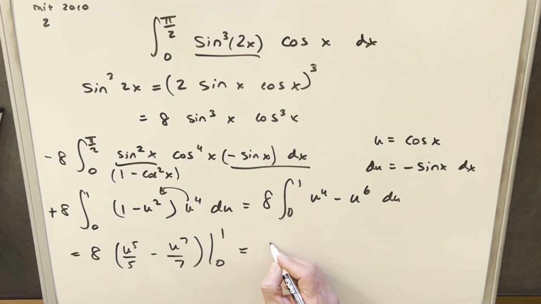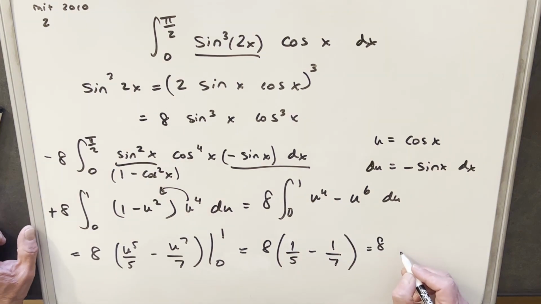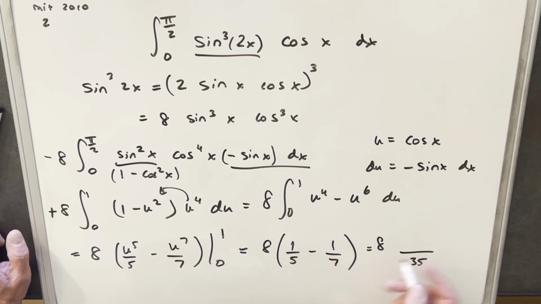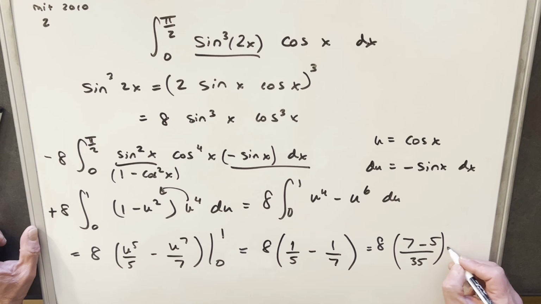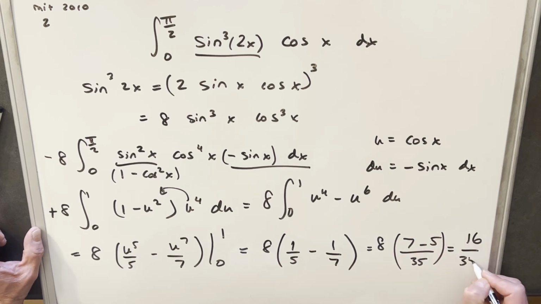So when we plug a 1 in, we'll have our 8 out front, and we're just going to have 1 over 5 minus 1 over 7. When we get a common denominator, we'll make our common denominator 35, and then we'll have 7 minus 5 in the numerator. This is going to be 2 over 35, so we multiply this out. For our final solution, we're going to have just 16 over 35.